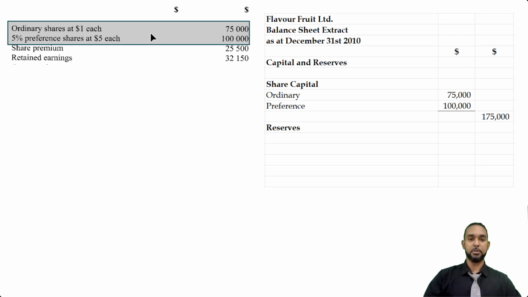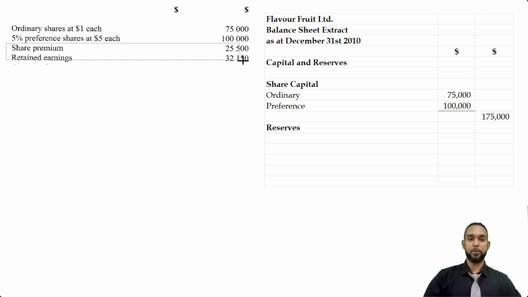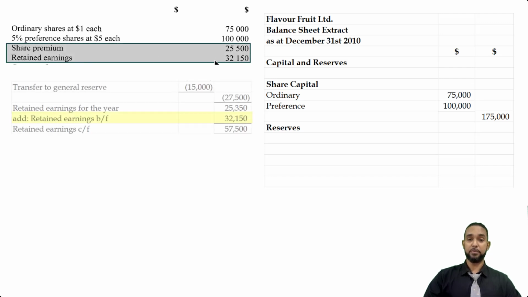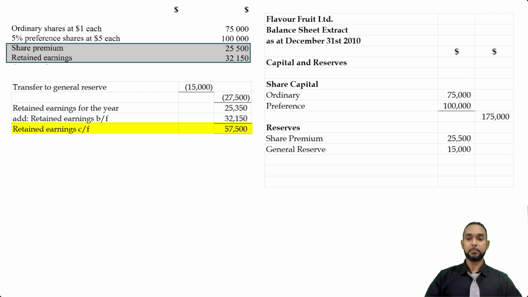So the first reserve I like to include is the share premium, which is $25,500. Now the retained earnings of $32,150, that was used above when we did the appropriation account in the previous part of the question. So we'll hold off on that figure for a second. So share premium is $25,500. Don't forget, we also had an appropriation, a transfer to the general reserve of $15,000. And the last figure in the appropriation account, the retained earnings carried forward, of $57,500 is included here.